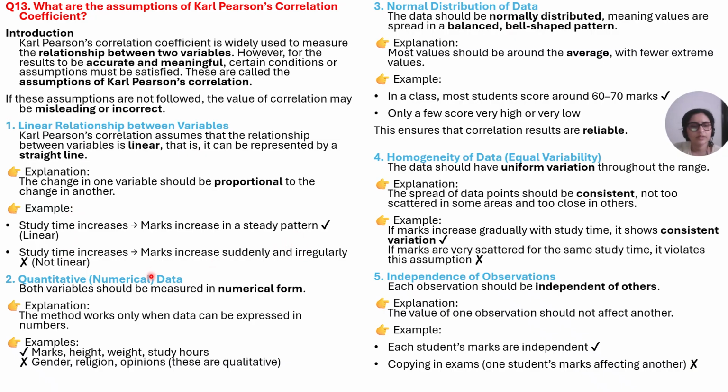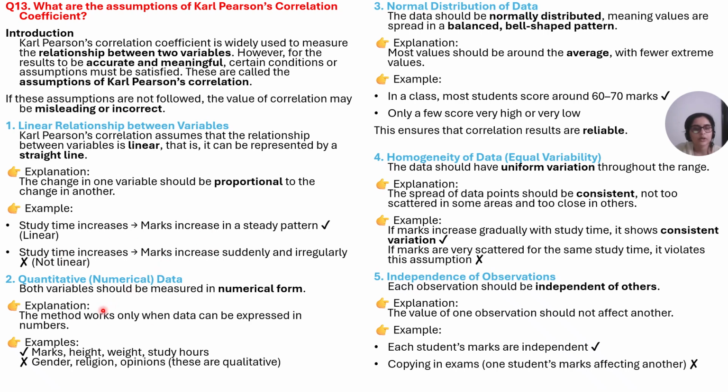If study time increases and marks increase suddenly and irregularly, like sometimes the student studies and gets good marks, sometimes he scores less, then it is not linear.